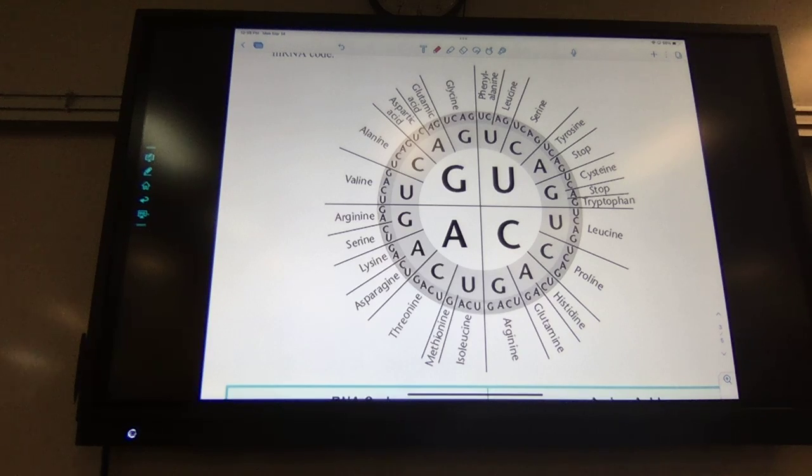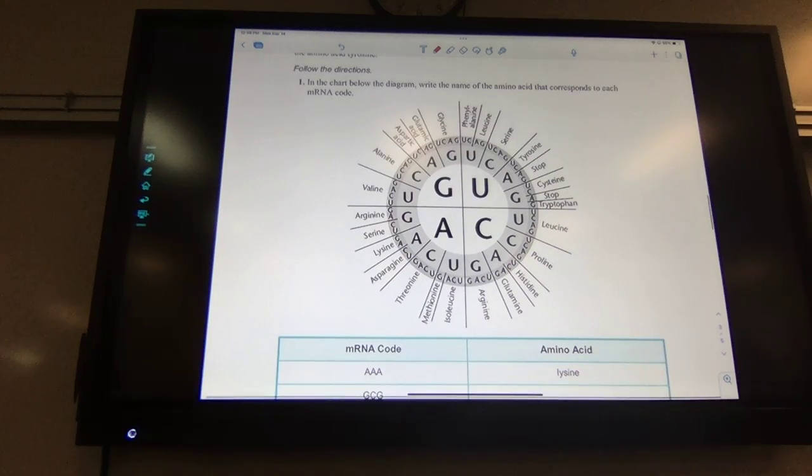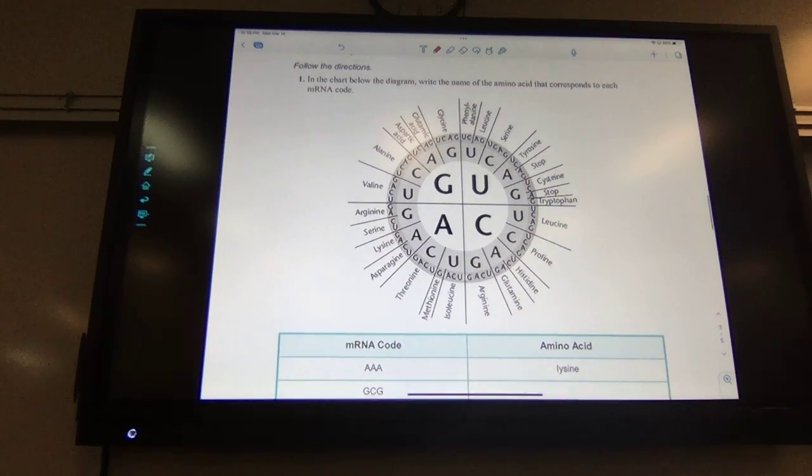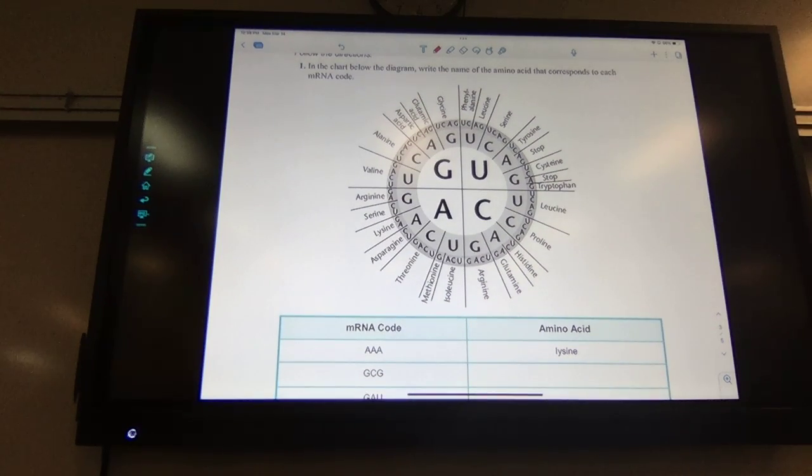This is called a codon wheel. You can see that it's a wheel. What did they say? Oh, this is actually the acid. I want to replace it with afterwards. Oh, really? Cool.